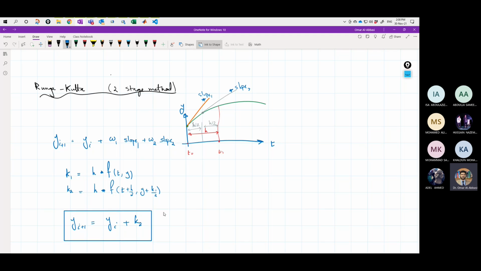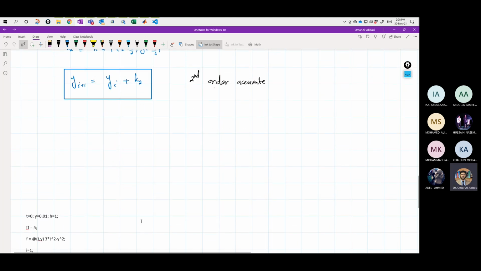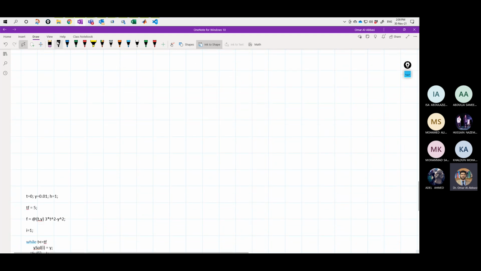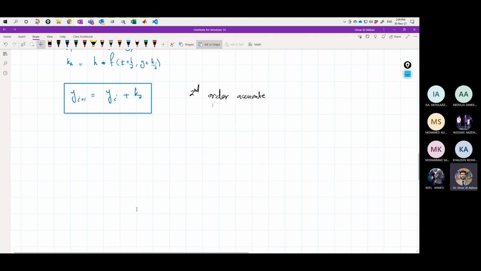Okay, that is the Runge-Kutta two-stage method, and Shabab, this approach is second order accurate in comparison to Euler's method. Okay, let us just do it quickly over here. Let us do it manually. Over there, I can just add more space.